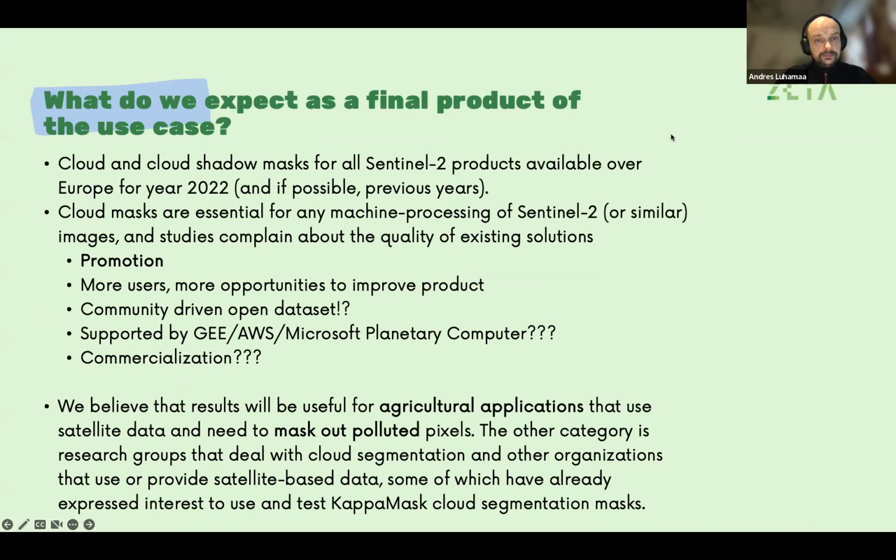And to wrap up, what do we expect to get out of it? Well, at least in 2022 we tried to compute for the whole Europe. So what are the benefits from this project? First of all, we want to promote the Kappamask product and get more users for it. More users mean more opportunities to improve the product and make it more widely available.